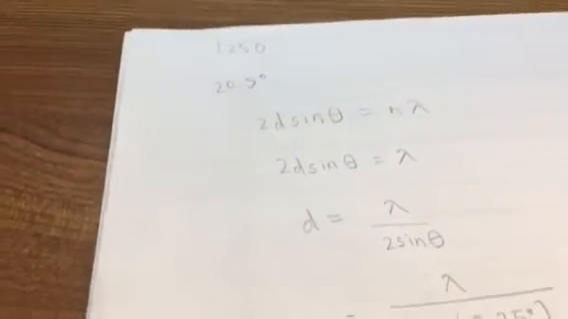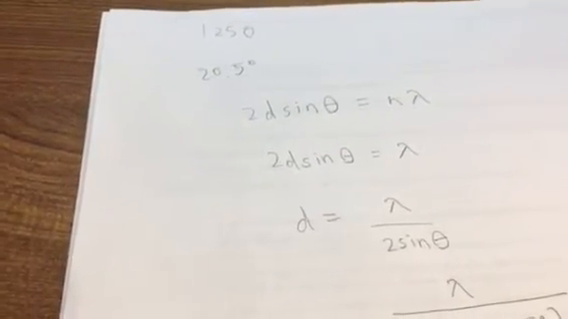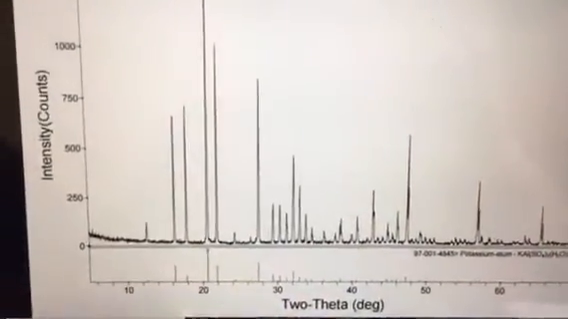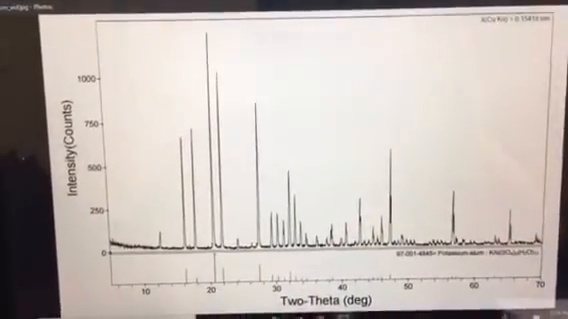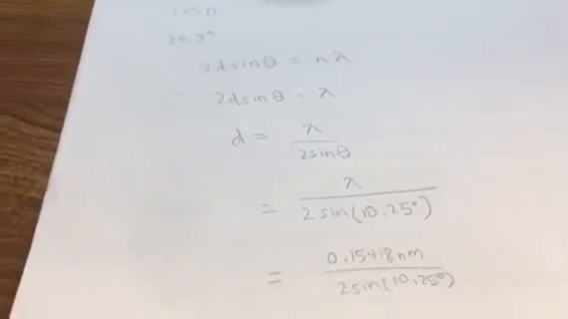Okay, so the formula is 2d sin θ = nλ. We were told to use 1 for n, so it becomes 2d sin θ = λ. Rearrange the equation to find d, so d = λ / (2 sin θ). Notice that the angle given is called 2θ, so I divided that by 2. I thought it was 20.5 degrees, so I divided by 2, and it becomes 10.25 degrees, right? 2 sin 10.25, and the wavelength is 0.15418 nanometers.